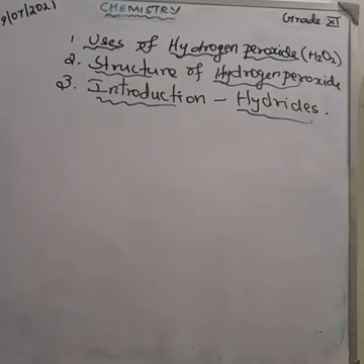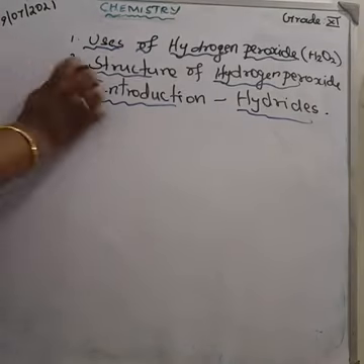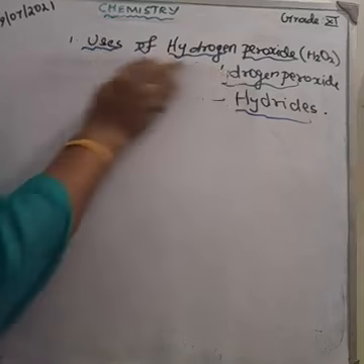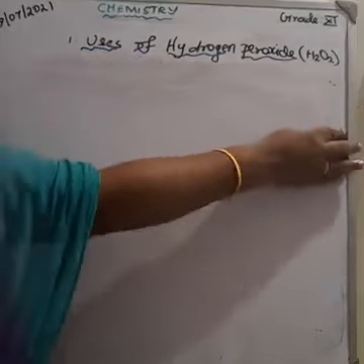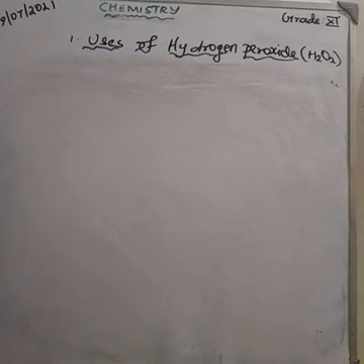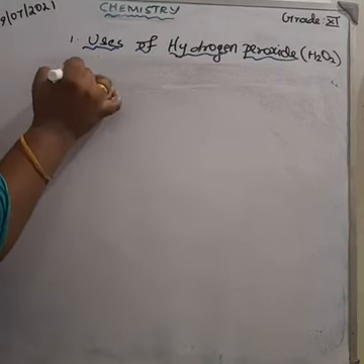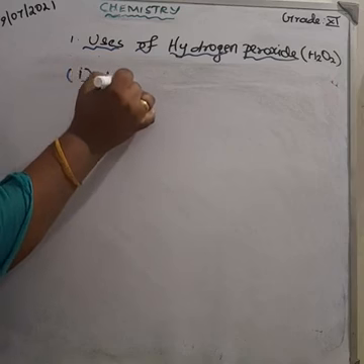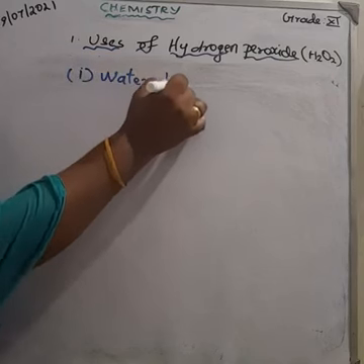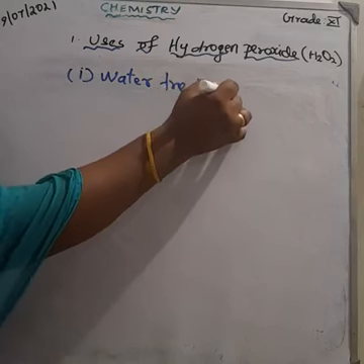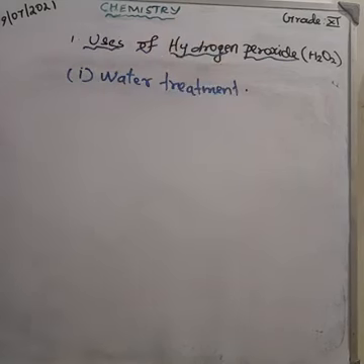First, the uses of hydrogen peroxide. Hydrogen peroxide is used in water treatment. How is it used in water treatment? If the water contains many metallic pollutants, for example near industrial areas, there are many pollutants such as lead, iron, and copper dissolved in the water.